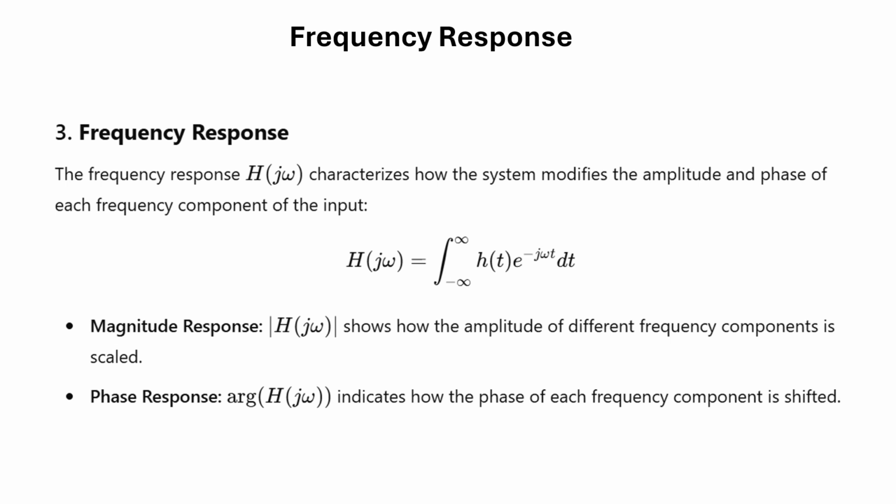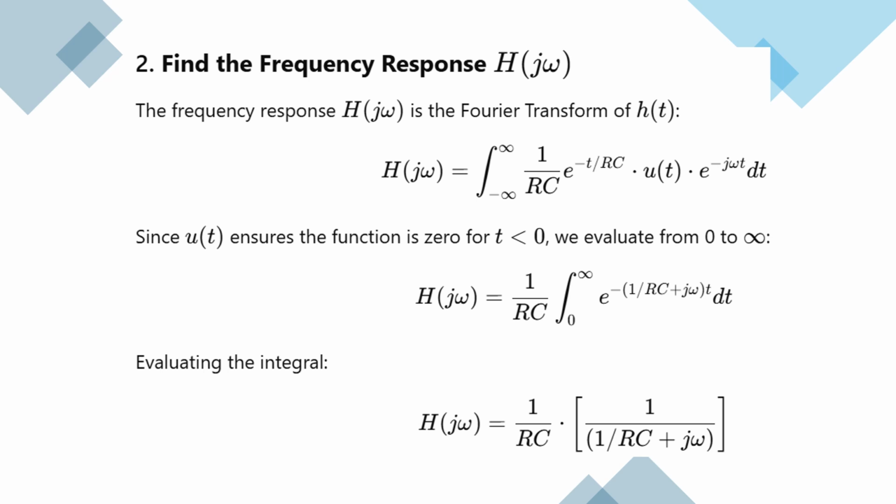So simply, what do you mean by the frequency response? This is your H(j omega), which characterizes how the system modifies the amplitude and phase of each frequency component of the input. In simple terms, the frequency response will give you an idea of how your system varies depending on the inputs. So if you know the frequency response, then for different inputs it will be very easy to find the output. Mostly we are talking about the frequency response of some example.